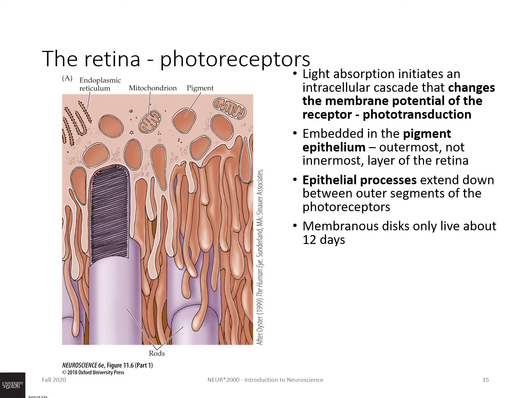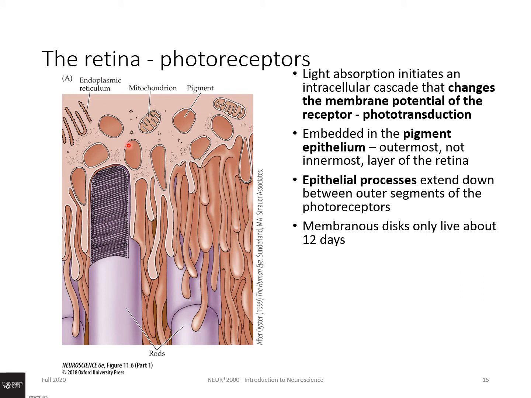Now, the photoreceptors, as I mentioned, are embedded in the pigment epithelium. The light absorption initiates an intracellular cascade within this cell, and this changes the membrane potential of the receptor. So light absorption alters the membrane potential. This is phototransduction.